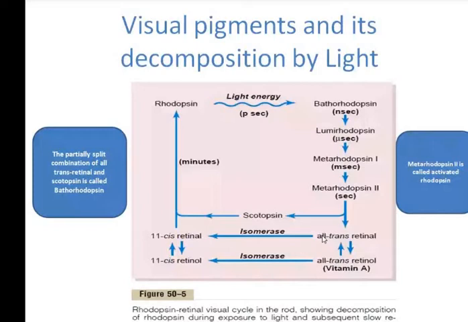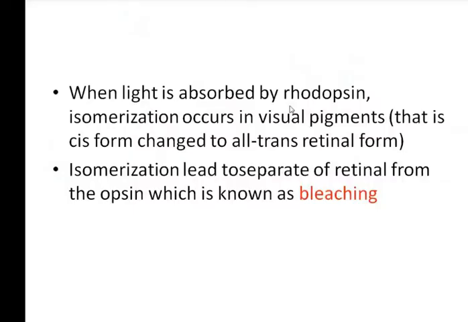This is known as isomerization. So when light is absorbed by rhodopsin, isomerization occurs in the visual pigment, that is, the cis form changes to the all-trans retinal form. This isomerization ultimately leads to the separation of the retinal from the opsin. That is also known as bleaching.